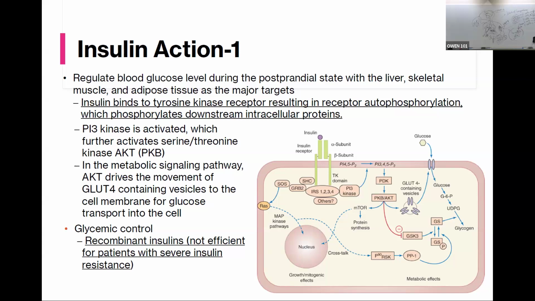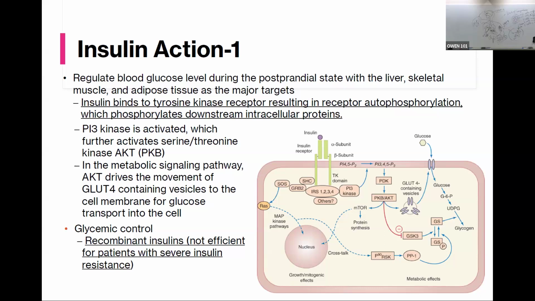So you can imagine, as I mentioned earlier, if somebody has a problem with insulin resistance, even though you take a lot of sugar in, the cell will not get it. The sugar will not get into the cell, so the cell really is starving.